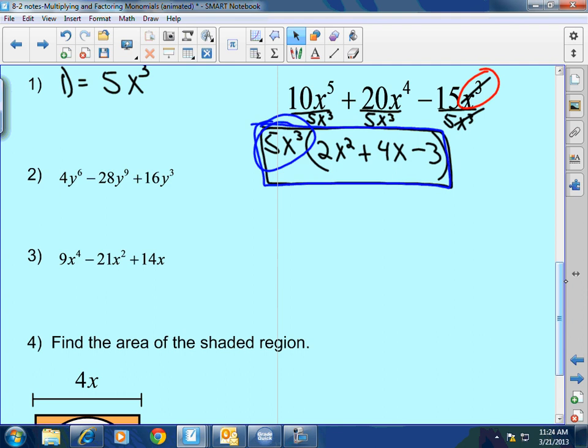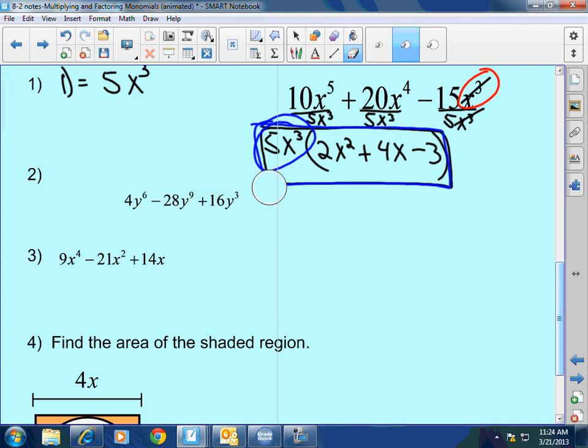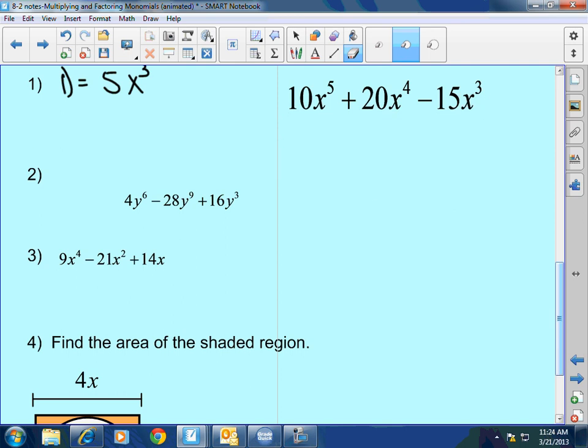Okay, I got to hurry up. This is taking longer than I had expected. Okay, let me erase this actually.